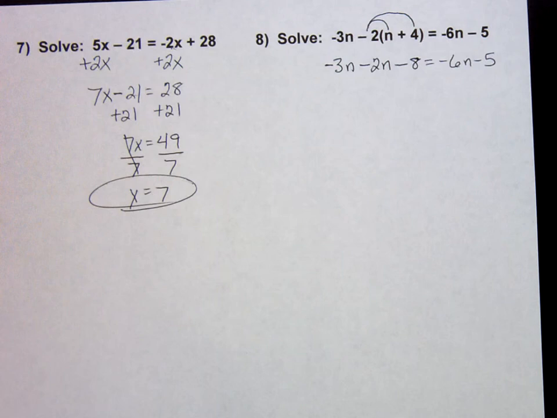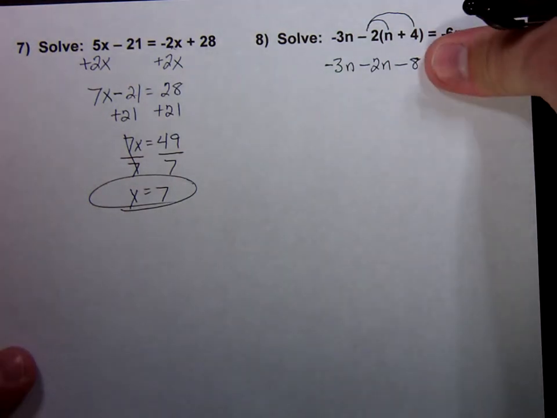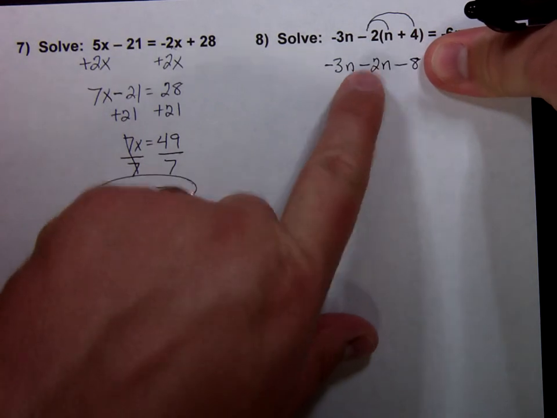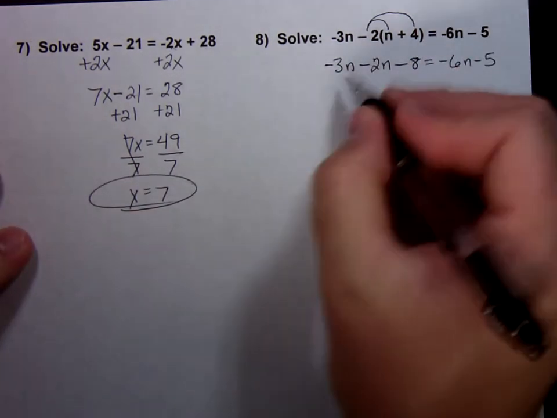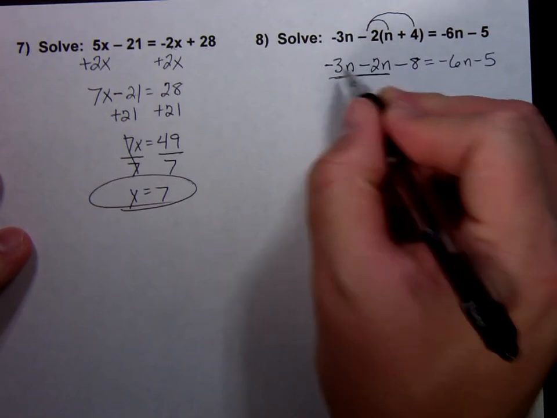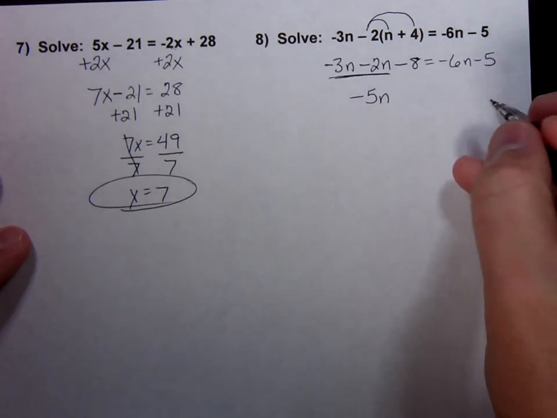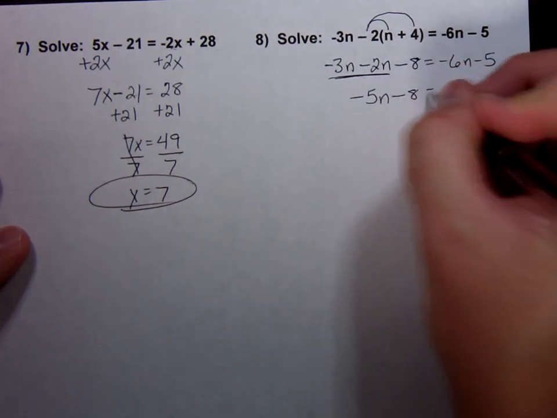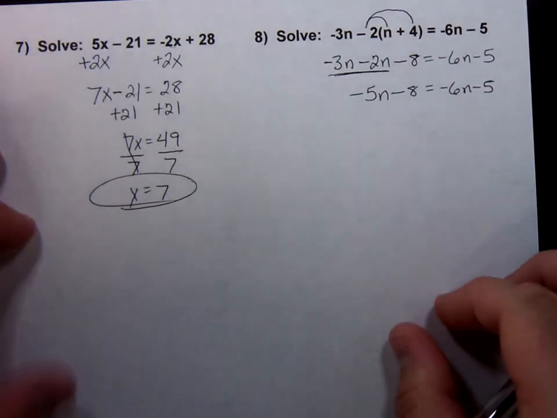Now the left side of the equation is still not simplified. We did our distributing, but if you check it again, we now have like terms to combine. Those are like terms, both n's to the first power. I can put those together. So a negative 3 minus 2 is a negative 5n. And then I'm rewriting everything else in the equation. After every step, I always rewrite the equation and go from there.